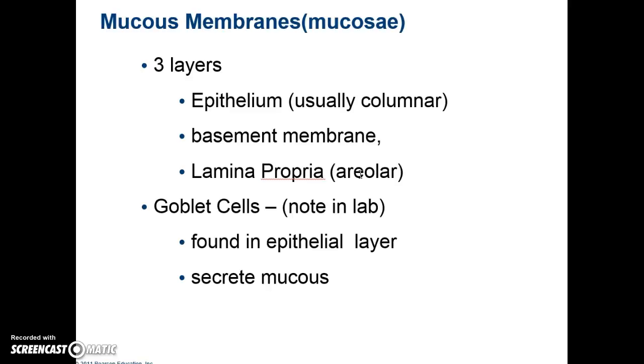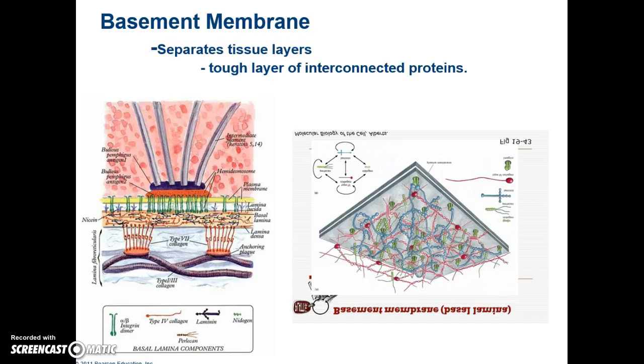Also associated with most mucous membranes are goblet cells. As the name implies, they're kind of round in shape like a water goblet, and they secrete the mucus for which the mucous membranes get their name.